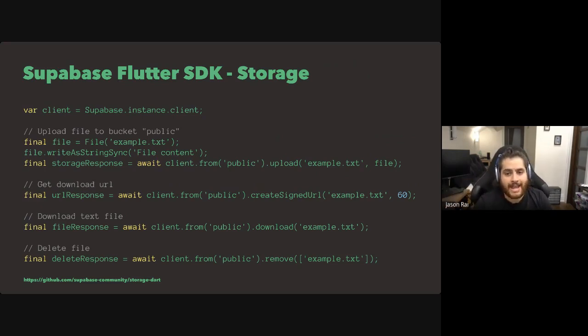You can generate download URLs for these files in case maybe you're sharing them, or you're putting them in an image control, and you want to make sure the image control, when it shows on screen, properly caches the image and shows it, if you're using something like Cached Network Image, for example. There's an example of how to download a text file or to remove or delete a file from the storage bucket.